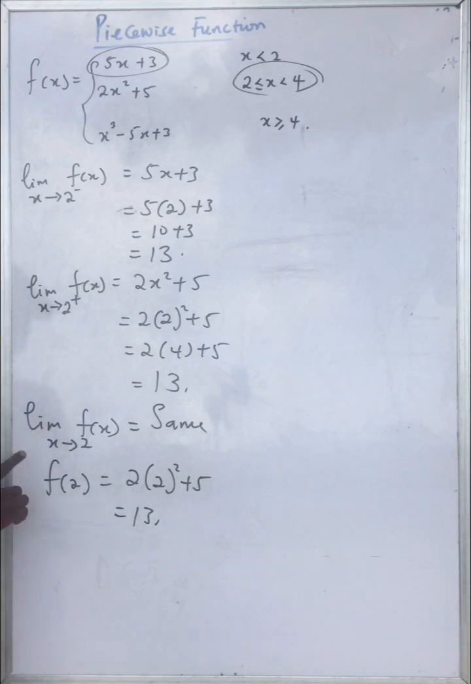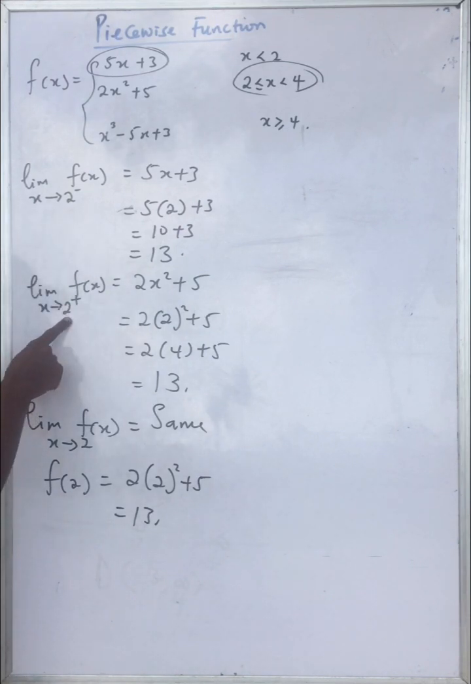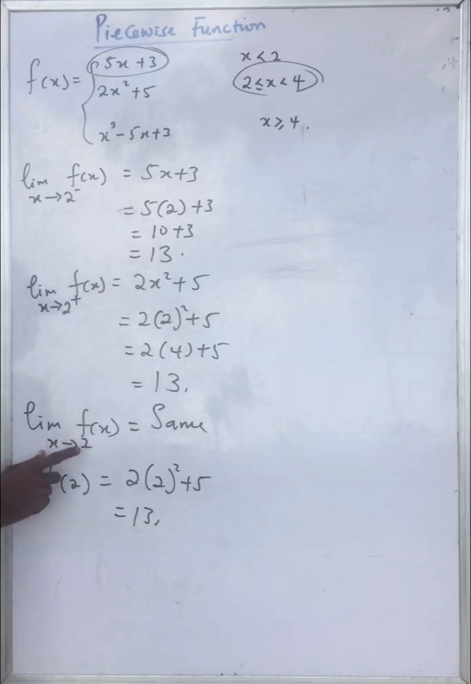You understand? The limit as x approaches 2 from both sides exists only when the limit as x approaches 2 from the left and from the right are the same. If they are not the same, then the limit as x approaches 2 from both sides does not exist. Don't worry, I will show you an example now.